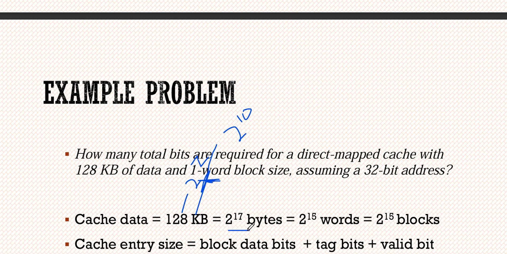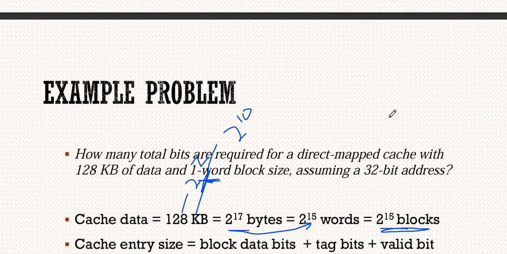So we have to divide this by 2 raised to the power 2, I mean 4. When you divide this by 4, you get this. I hope you know that; you can do that one. Yes. So it means that this cache has a total of 2 raised to the power 15 blocks.